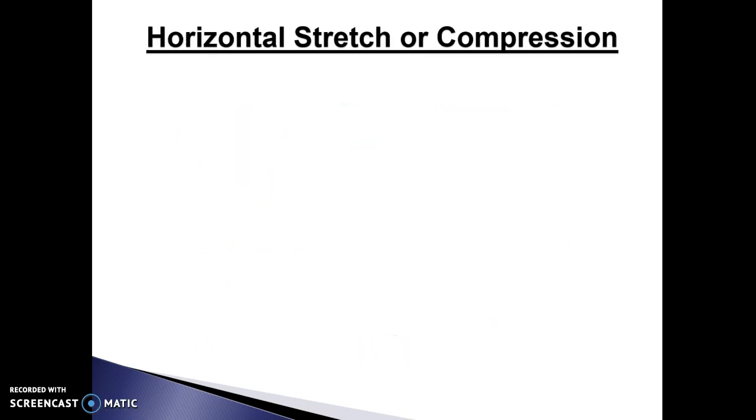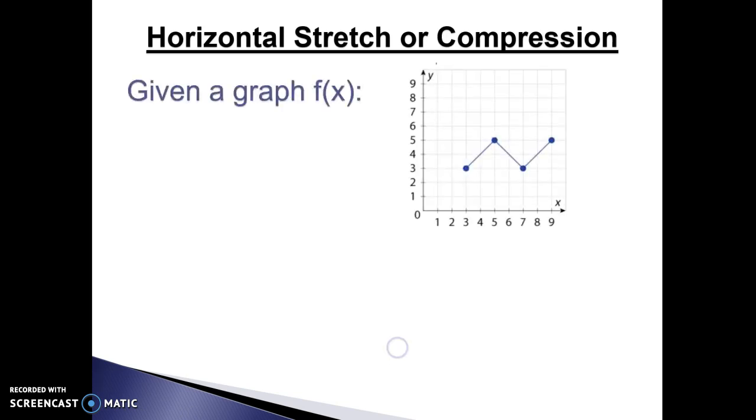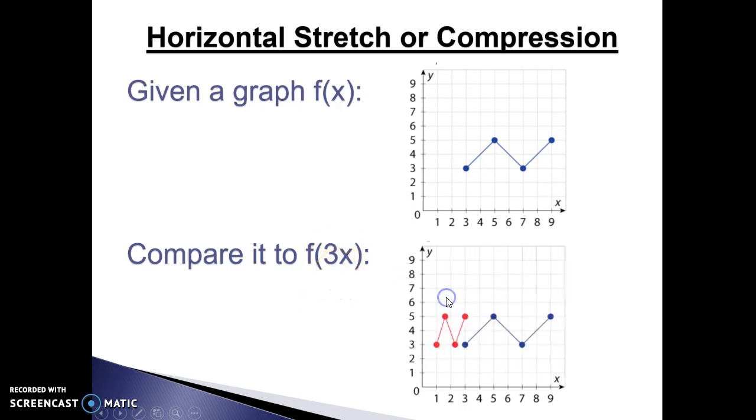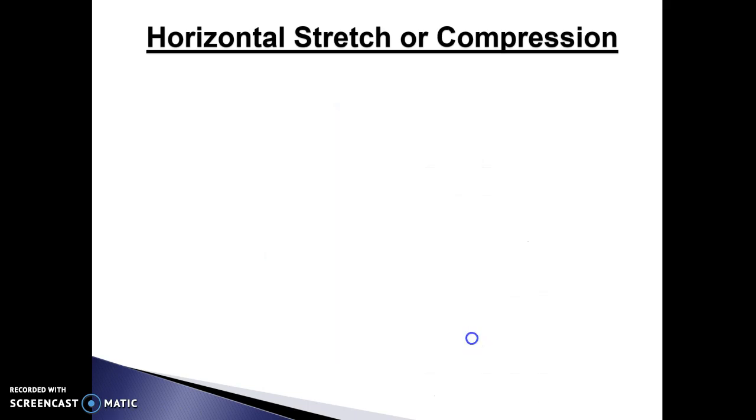Okay, horizontal stretch or compression. So think about when we talked about horizontal shifting, that was when we had numbers on the inside of our parentheses. So here's our original graph. Now we're going to do f of 3x. So notice that that 3 is on the inside of the x, and let's see what happens. So this time it gets compressed horizontally. So it's like you're putting your hands on each side of it, on the left hand side of it, and you're pushing in. It is going to compress it.